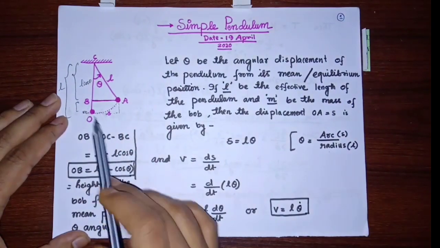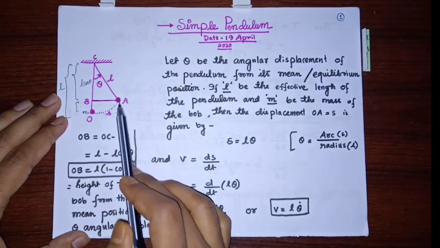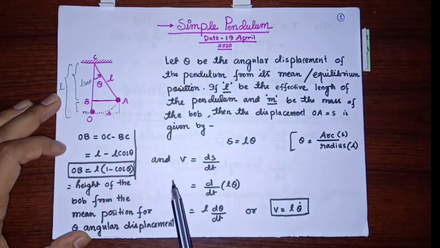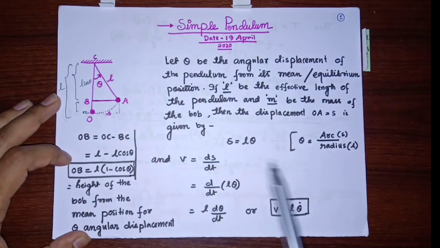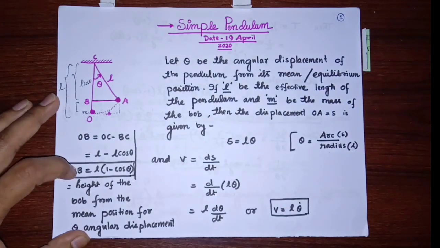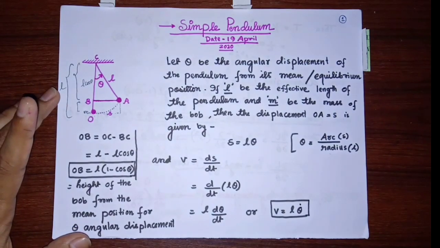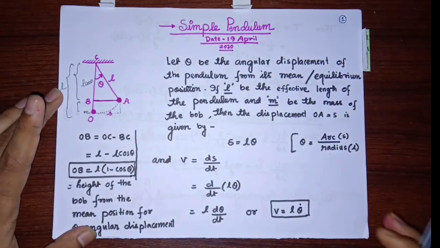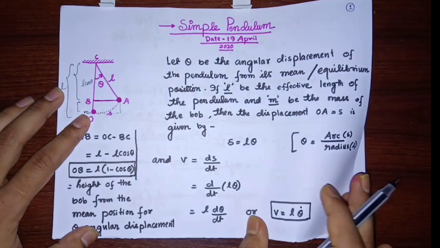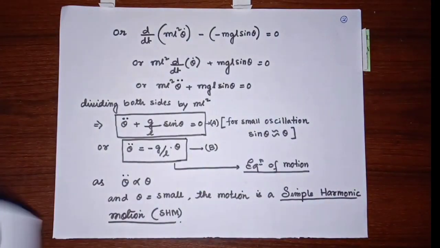When the pendulum is displaced by an angle theta, the height that it reaches from its mean position is given by this. So why have we calculated V and OB? Because we will need to create the Lagrangian of the pendulum, and in order to find the Euler-Lagrange equation of the pendulum. Okay, so let us move forward.